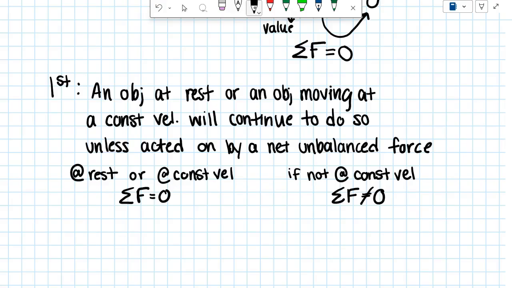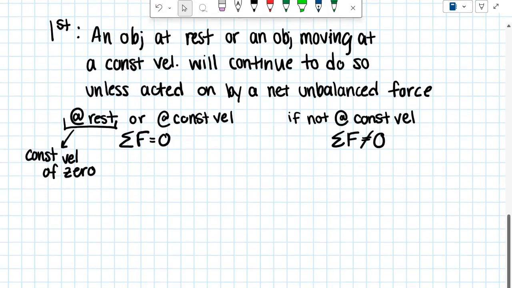Now, if the at rest and the constant velocity is going to confuse you, let's remember that at rest is really just a constant velocity of zero. So really, we can simplify this statement to say an object traveling at a constant velocity will continue to do so unless acted on by a net unbalanced force. And that velocity word is there specifically, meaning we have to keep the same magnitude or same value of velocity and in the same direction. If we want to change the value of the velocity, we have to apply a force. If we want to change the direction of the velocity, we have to apply a force.